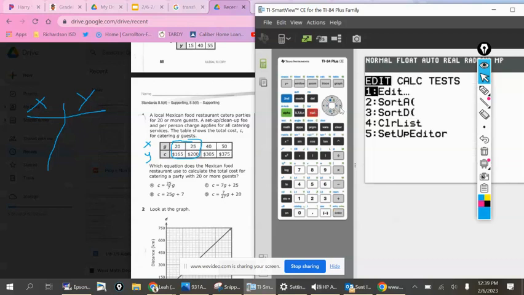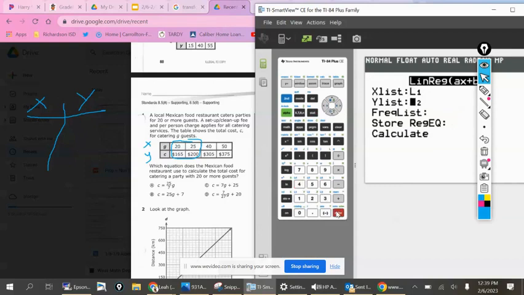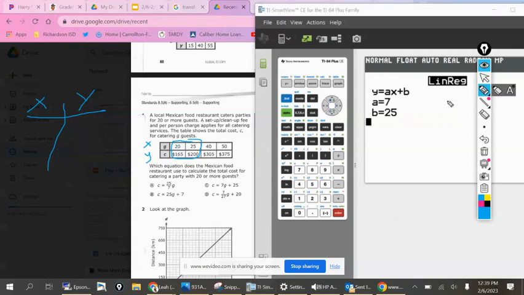I'm going to go over to Calc. I'm going to press 4. And I'm going to press Enter till I get to the next screen. Now I can type out the equation. I see A is going to be 7, so I'm going to do Y equals 7x, and then B is 25, plus 25.